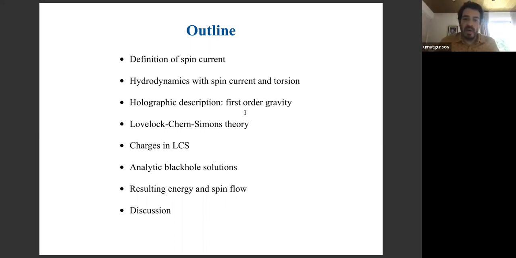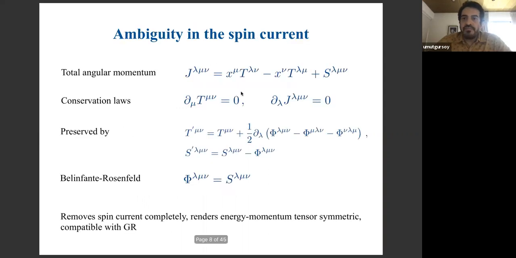And they were all found by Domingo. So all the credit should go to him. And then we will discuss the resulting energy and spin flow in this theory. Obviously, this theory is going to be a toy model. There's no question. But the nice thing about this Lovelock-Chern-Simons theory is that you can find analytic black hole solutions, and as a result, the entire transport can be discussed in analytic terms. Okay. So then I will end with the discussion.